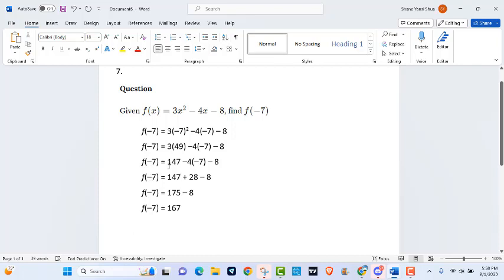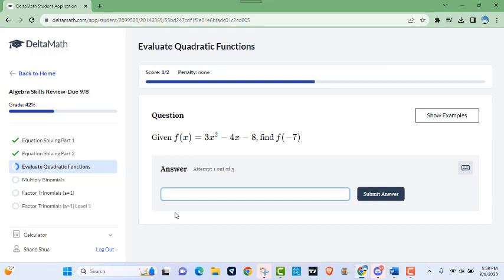f of negative 7 is 147. Now we take this negative 4, we multiply it by the negative 7, which gives us a positive 28. So that's 147 plus 28 minus 8. We come down to our next line. f of negative 7, we add these two together. 147 plus 28 is 175 minus 8. And then our last line, we do 175 minus 8. f of negative 7 comes to 167. That's the answer we get. Let's plug that into DeltaMath and see if it likes that answer.